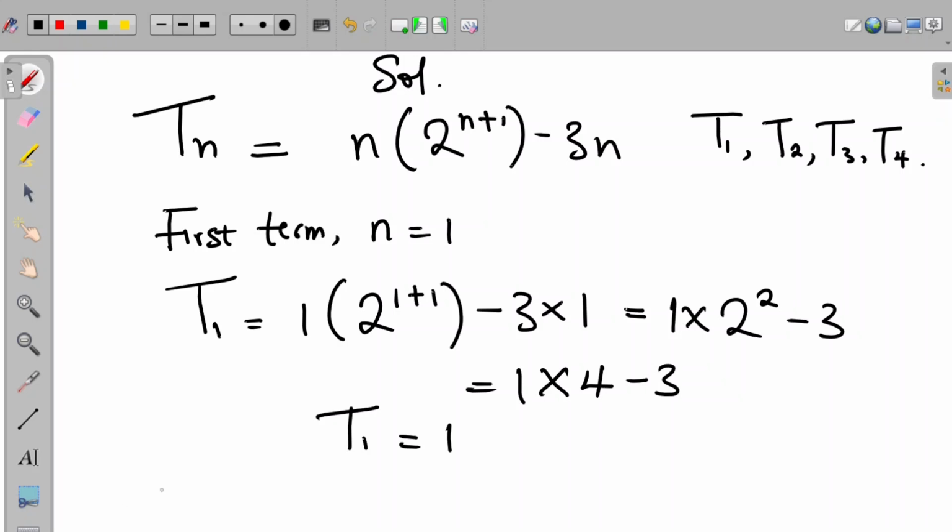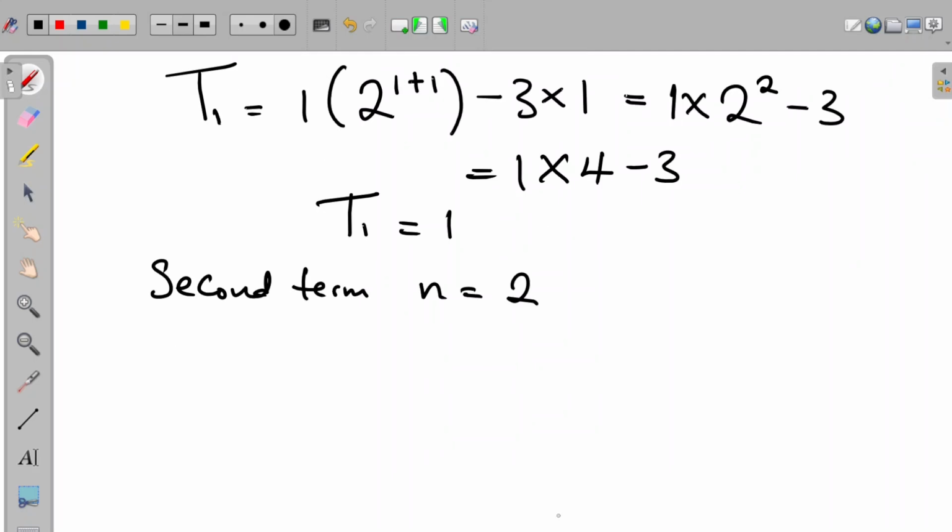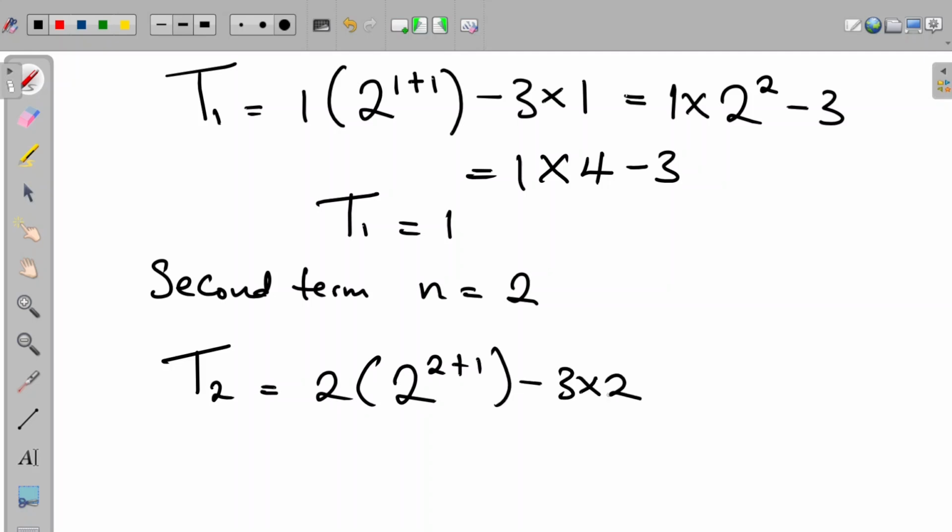Now, for the second term, n is equal to 2. So therefore, we have that the second term is equal to 2 multiplied by 2 to the power 2 plus 1, minus 3 times 2. So if we simplify this, we have that 2 multiplied by 2 to the power of 3 minus 3 times 2 is 6.